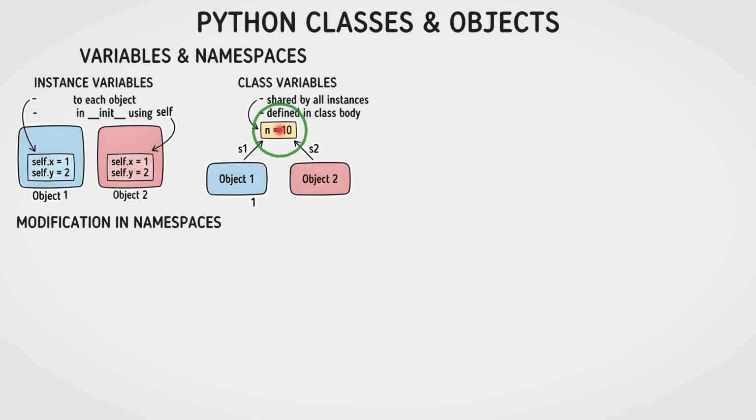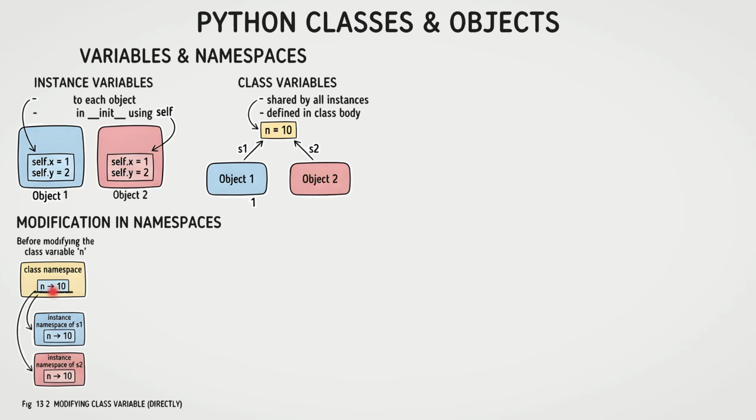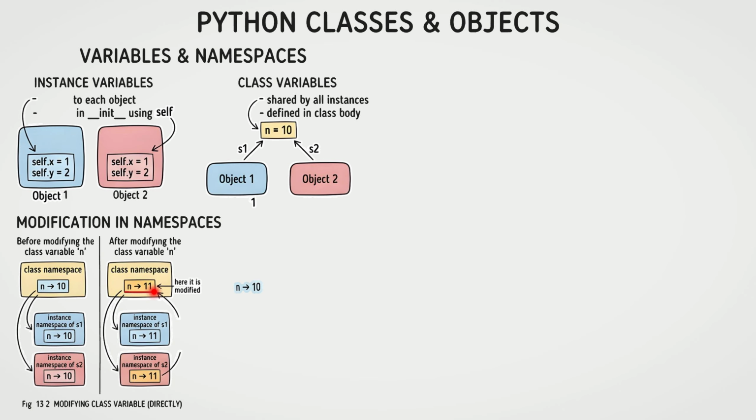Let's look at what happens when we modify a class variable directly within the class namespace. Down here on the left, before modifying, both instances point to the class namespace where n is 10. After modifying, the class variable n becomes 11. Because both instances reference this shared namespace, they both immediately reflect the change and now see 11.